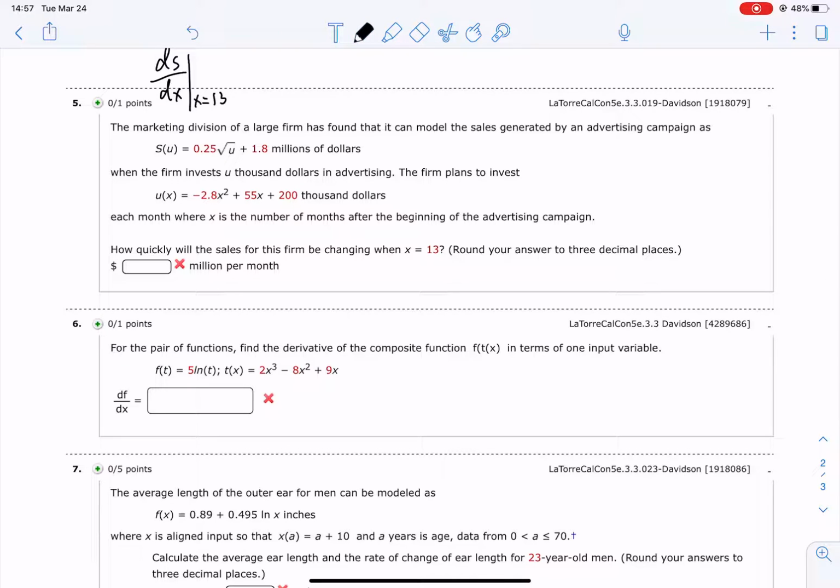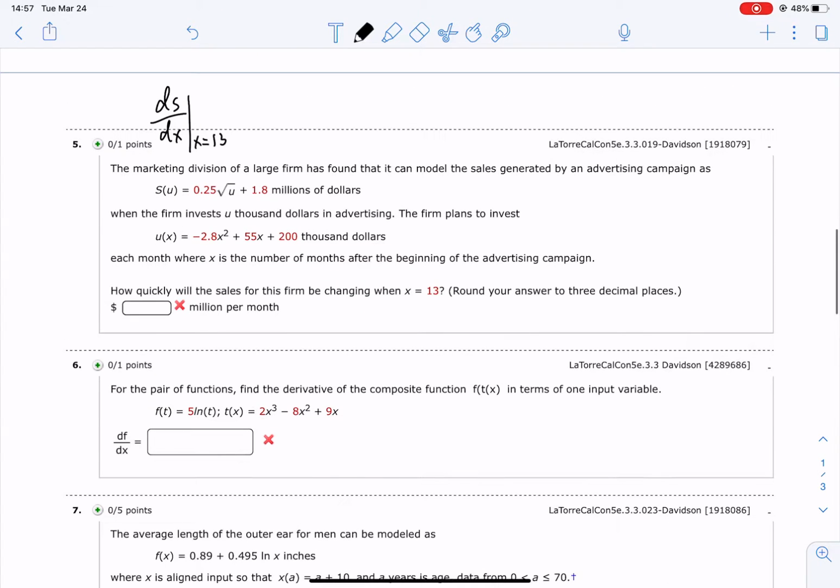Next, let's see example 5. In example 5, we are given two functions, S of u of x. So the new composite function is S of u of x. What is S of u?